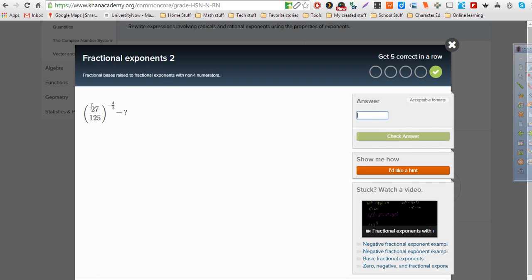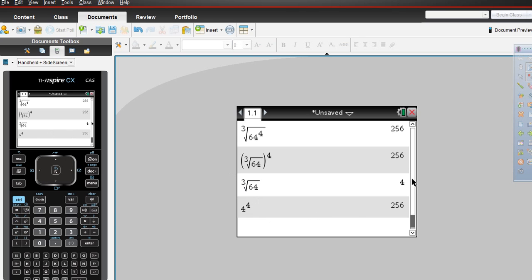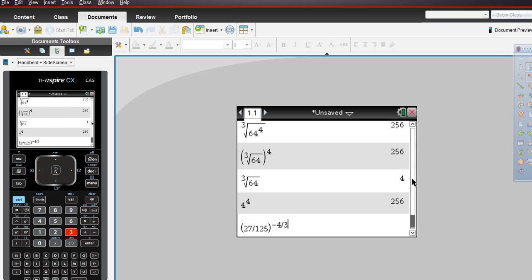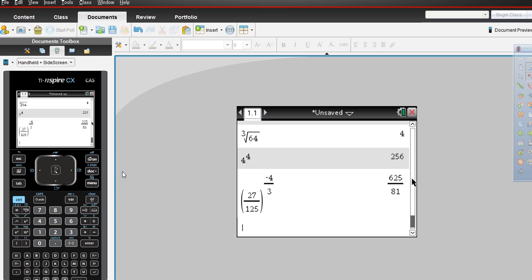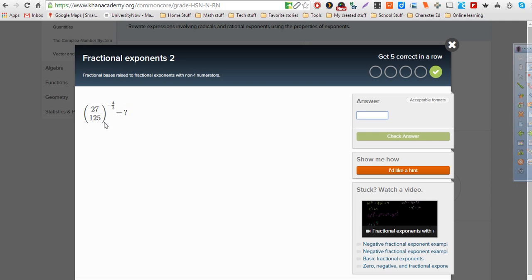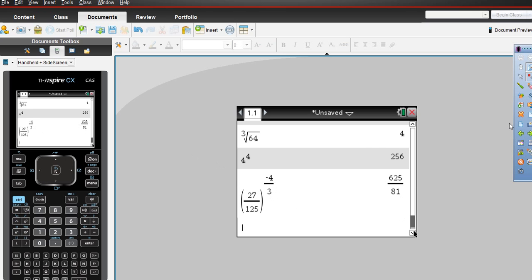27 over 125. Well, the cube root of 27 is 3. The cube root of 125 is 5. Those I just happen to know. But let's just put it in. 27 divided by 125, and then raise that to the negative 4/3 power. All right, isn't that what I had? 27 over 125 raised to the negative 4/3 power. Now we are inverting this fraction, finding the cube root of each, so that would be 5/3, and then taken to the 4th power. So 5 times 5 times 5 times 5, which was 625, and 3 times 3 times 3 times 3, which was 81. So I should have 625 over 81, and I do.